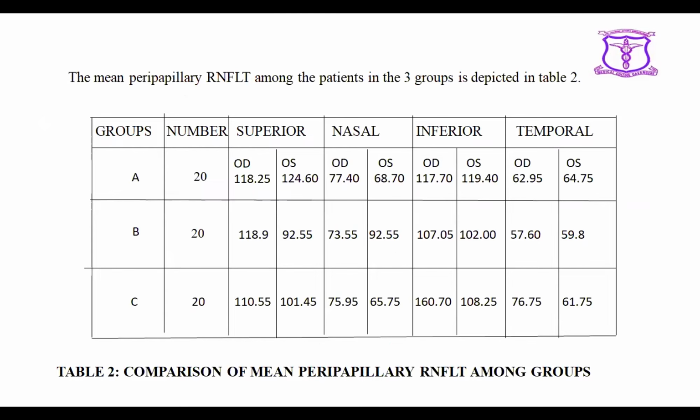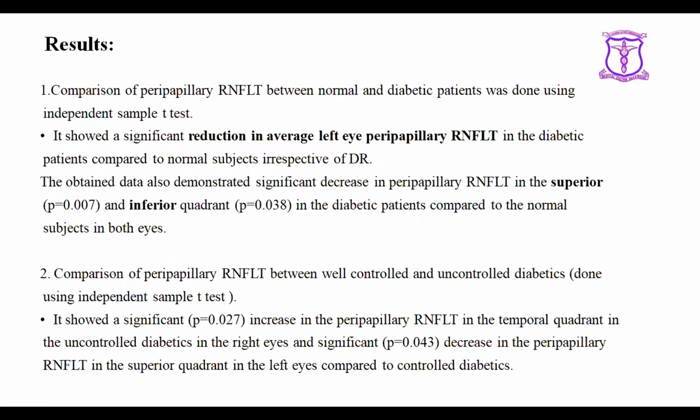temporal quadrants. Results. Comparison of peripapillary RNFL thickness between normal and diabetic subjects was done using independent t-test, where it showed a significant reduction in the average left eye peripapillary RNFL thickness in the diabetics compared to the normal subjects, irrespective of the diabetic retinopathy staging. It also showed significant decrease in the superior and inferior quadrants in the diabetic subjects. And next, comparison of peripapillary RNFL thickness between well-controlled and uncontrolled diabetes was also done using independent sample t-test.